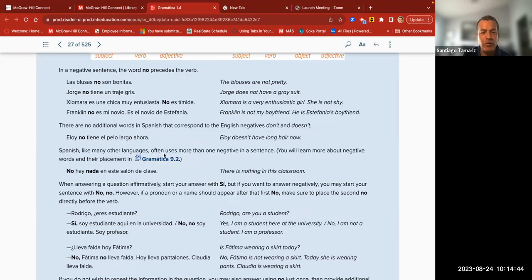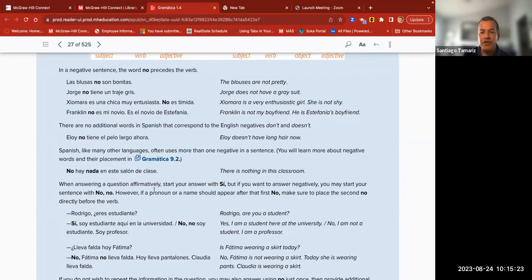Spanish, like many other languages, often uses more than one negative in the sentence. You will learn more about negative words and their replacement in Gramática 9.2. So when you take Spanish 2, you will learn this rule in more detail. But here, no hay. No hay is the verb in this case, nada. Nada is nothing. You will learn that in chapter 9. En este salón de clase. There's nothing in this classroom. So yes, in Spanish, we can use a negative word twice, not like in English.